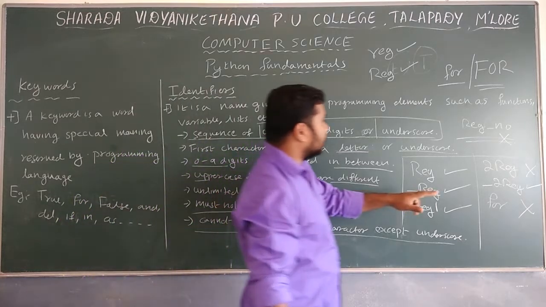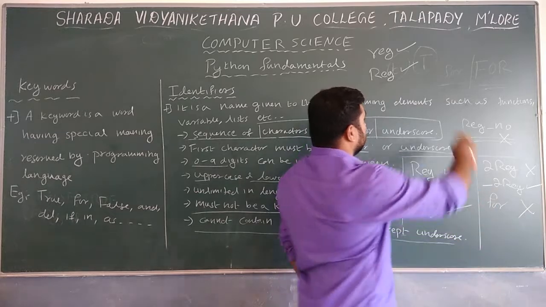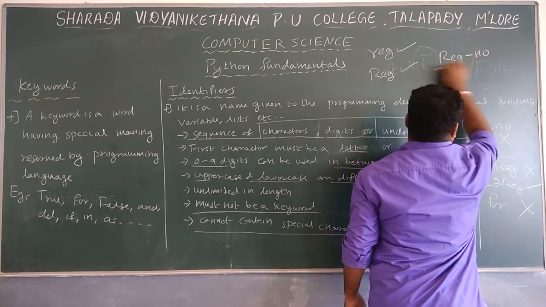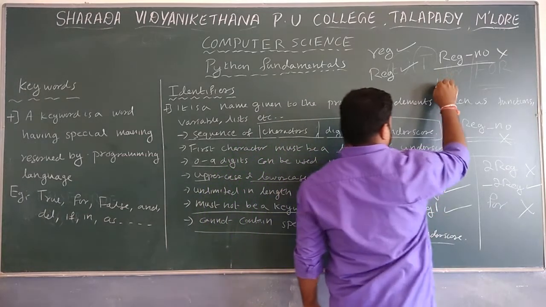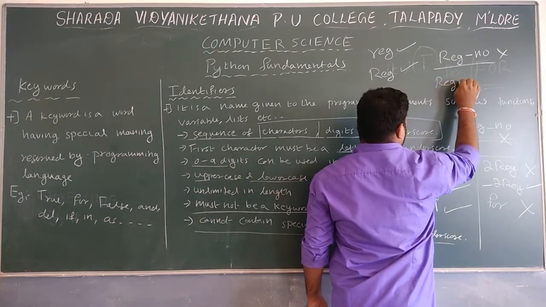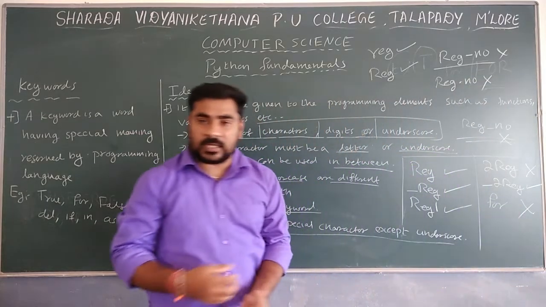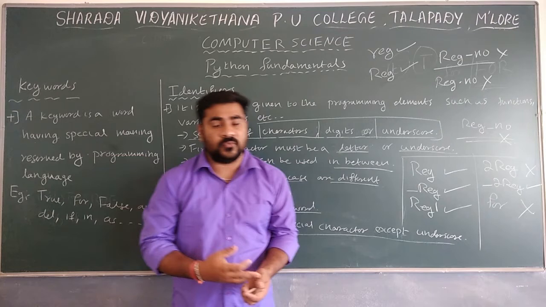Only one special character we can use, that is underscore. It is not possible to use a different character. For example, register hyphen number is not possible. Register dot number is also not possible. Other than underscore, it cannot be used with any other type of special character.